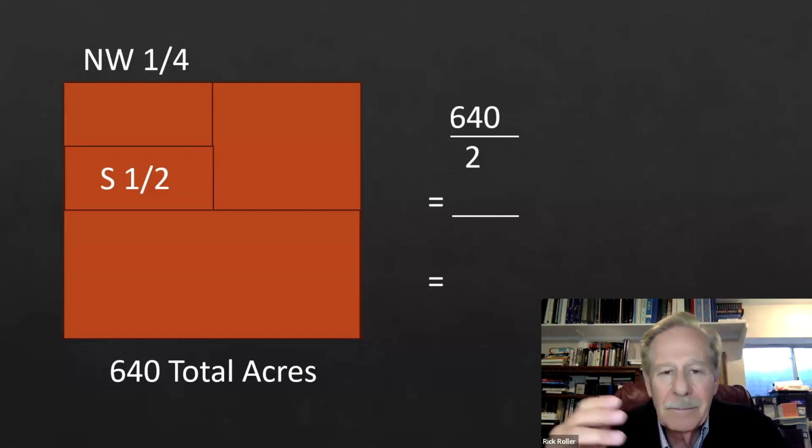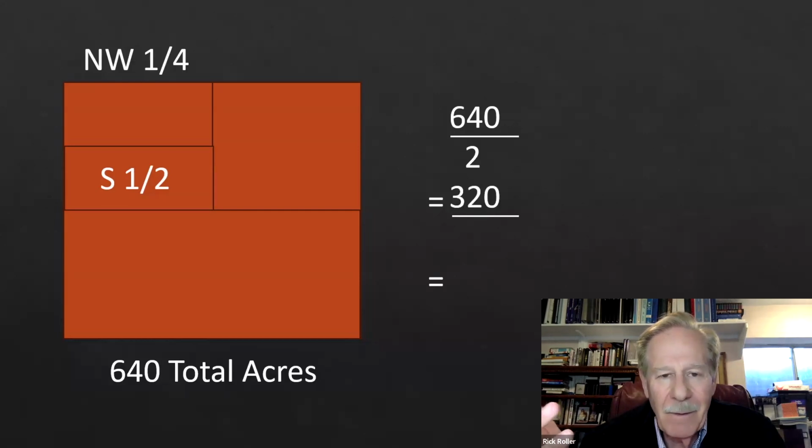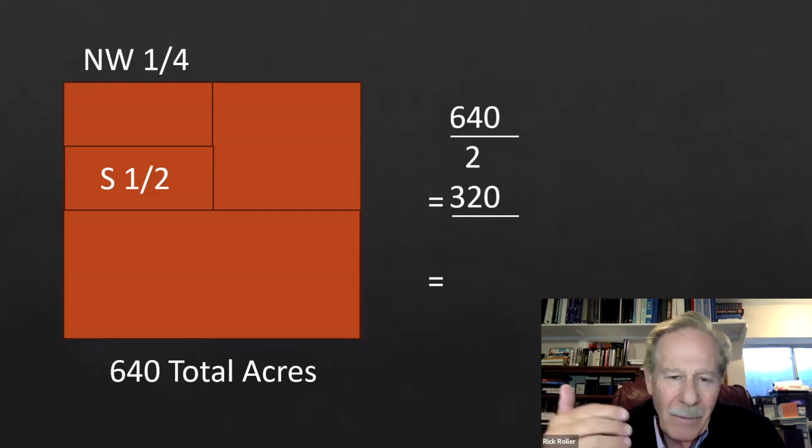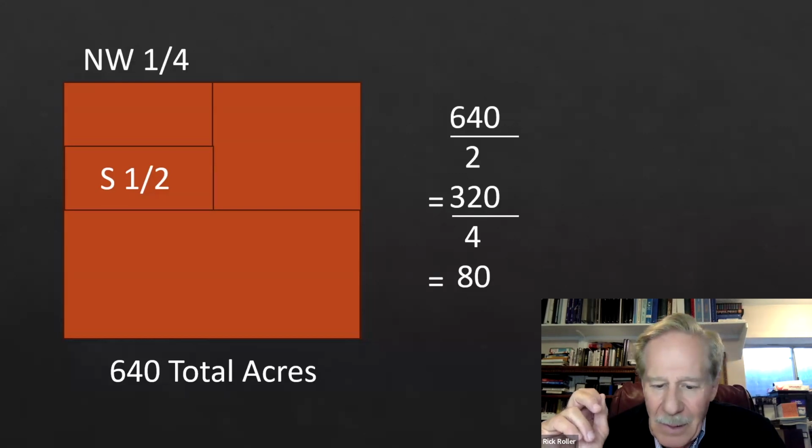So we're going to take half of the 640, which is 320. And then we take that and divide that by a quarter. And that's 80 acres. And that's answer C.